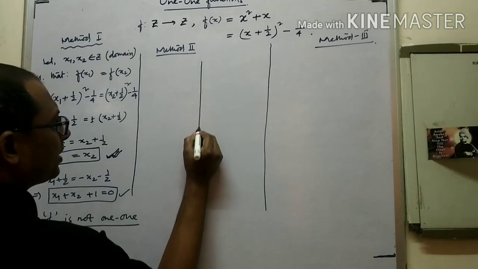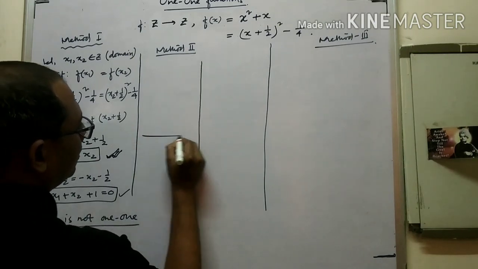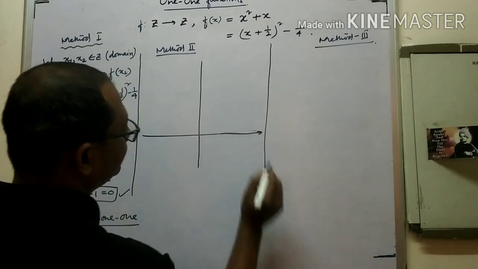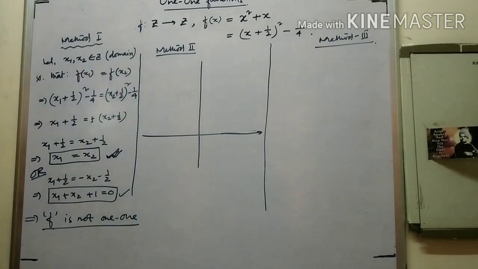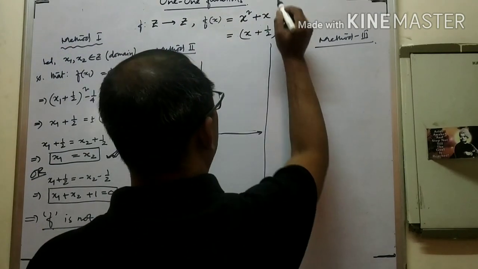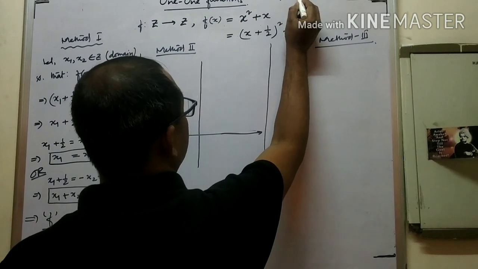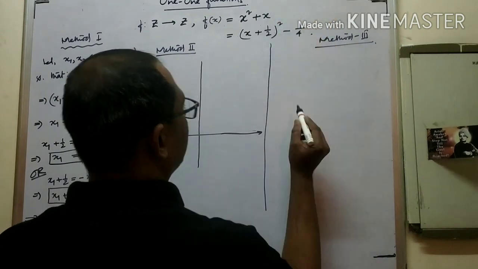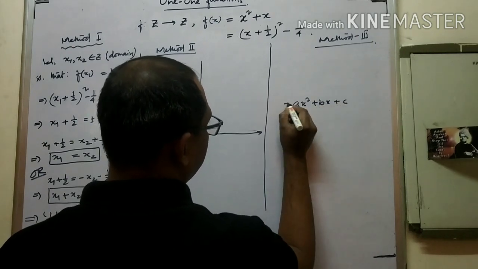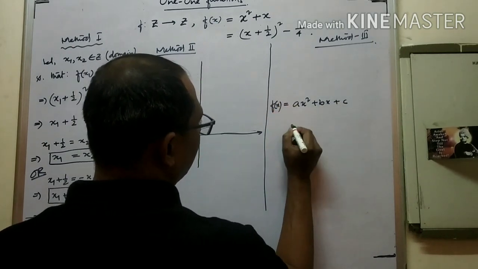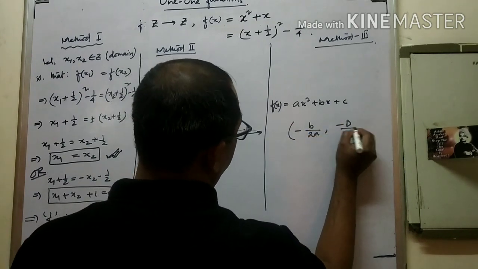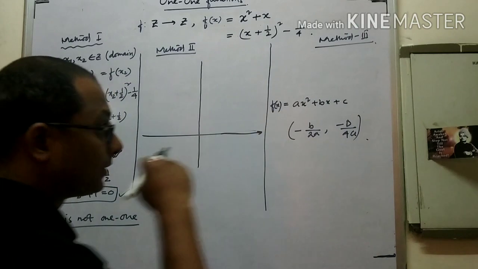Quadratic, we know that it is going to be a parabola. All we have to find out is its vertex. How to get the vertex? The vertex of ax square plus bx plus c is minus b by 2a and minus D by 4a. These are the coordinates of the vertex.